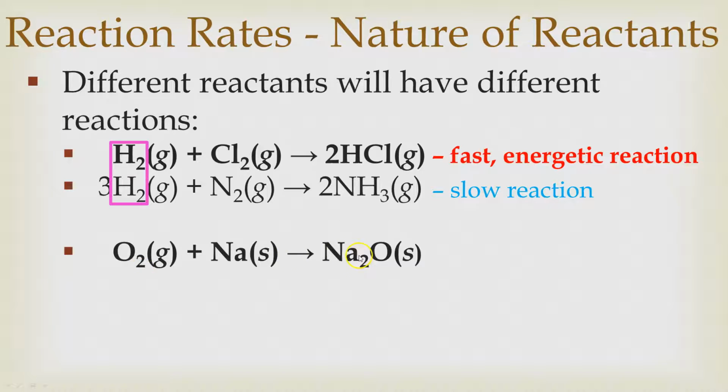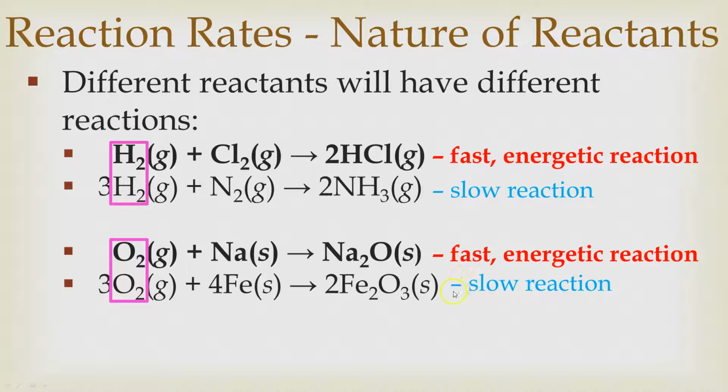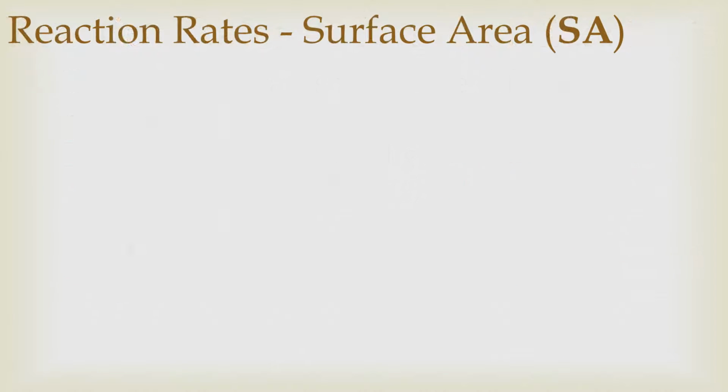Oxygen plus sodium, that's going to create sodium oxide. Oxygen plus iron is going to create iron 3 oxide. Both of them have oxygen in here. However, this first one, a fast energetic reaction, whereas the second one, a much slower reaction. So the other thing that it's reacting with is very important for determining how quickly that's going to react. In your notes, just copy down one of these.